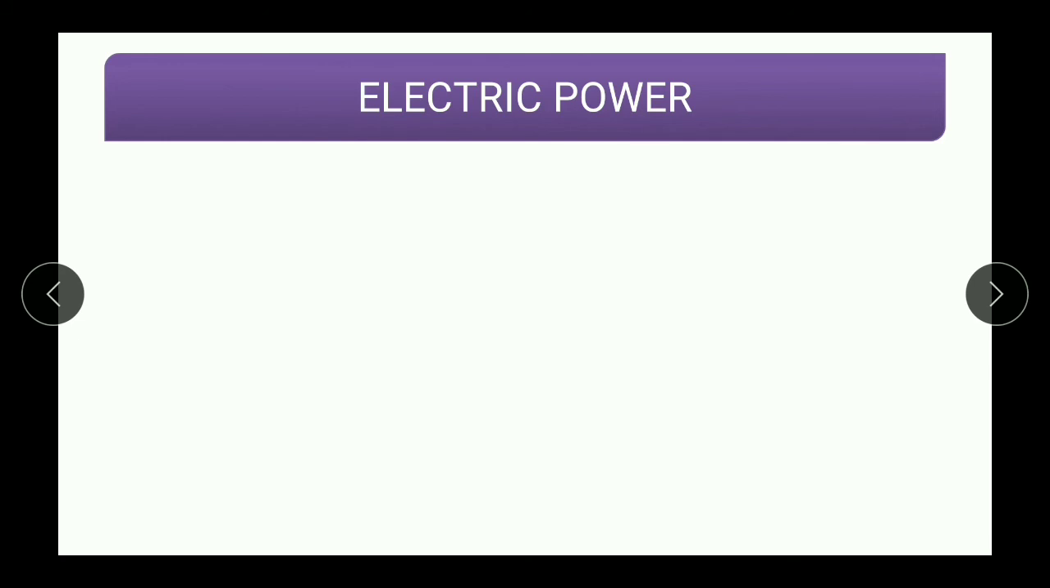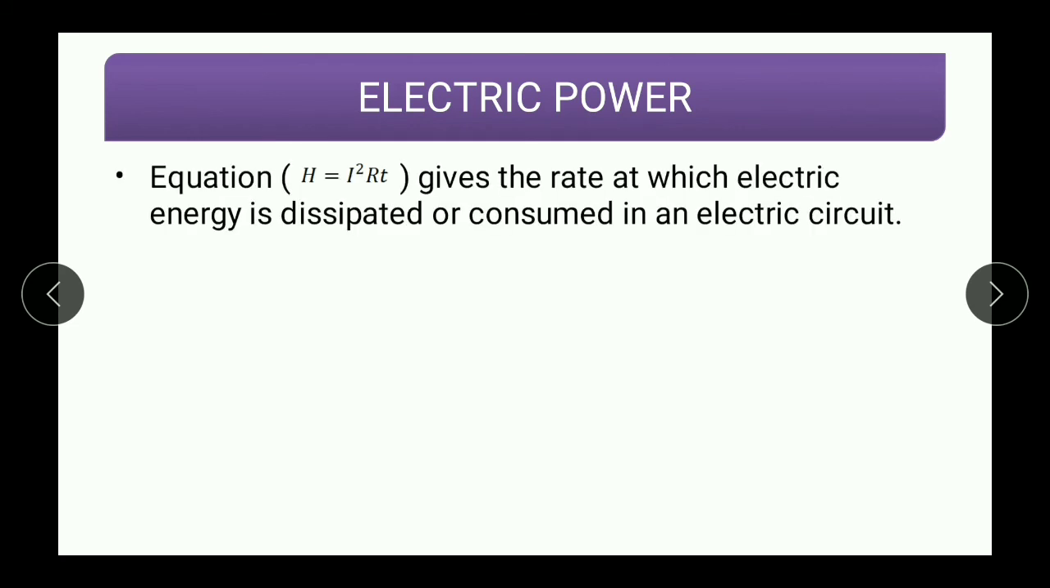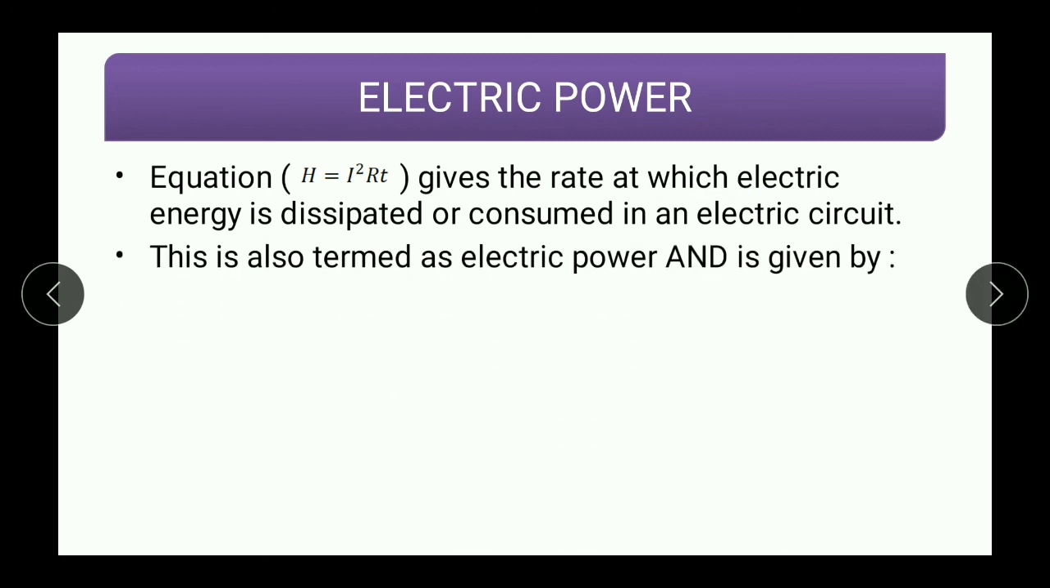Now it's time to get on to the last topic of the chapter, which is electric power. So what is electric power? The equation that we have already used, H is equal to I square R T, gives the rate at which electric energy is dissipated or consumed in an electric circuit. This is also termed as electric power. And how do we represent it in mathematical form? It is given by P is equal to V into I, which we already know.